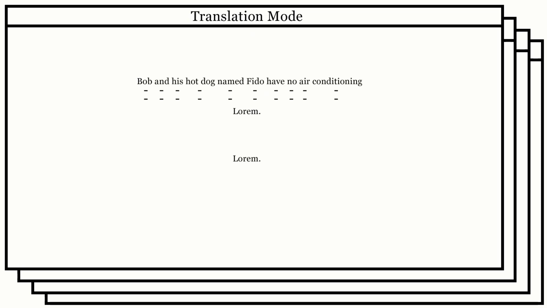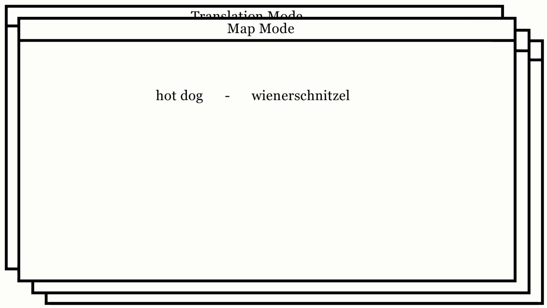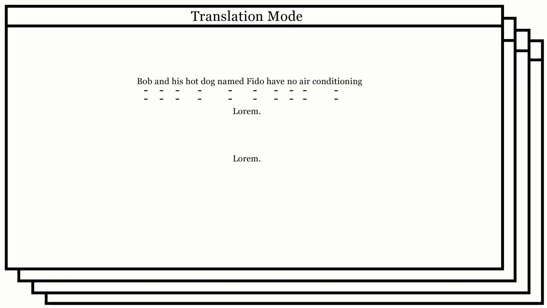and suppose we import this different text into translation mode. Bob and his hot dog named Fido have no air conditioning. And once we import that, the program will refer to map mode and import hot dog as 1 word unit, but in this text, clearly hot dog means a dog that is hot, not hot dog the religious sacrament. So next we would want to select hot dog the word unit and split it into 2 separate word units, 1 for hot and 1 for dog. And then we might gloss hot as Heiß and dog as Hund.